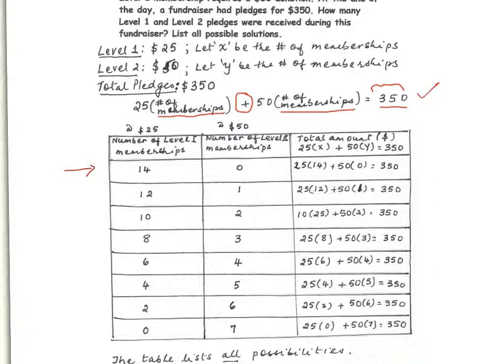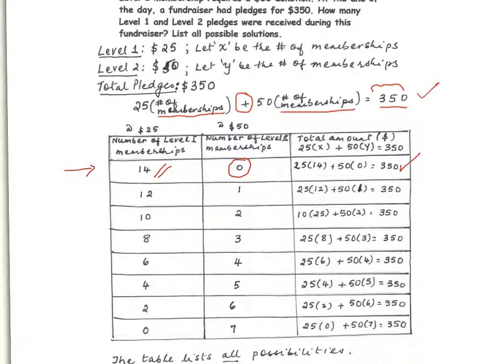So if $350 were collected, the total number of level 1 memberships can only be 14 because 14 times 25 is $350. So we can assume that the number of level 2 memberships is 0. So if we have no level 2 memberships, this last column gives you the sum 25 times 14 plus 50 times 0 equals 350. So that is a possibility.